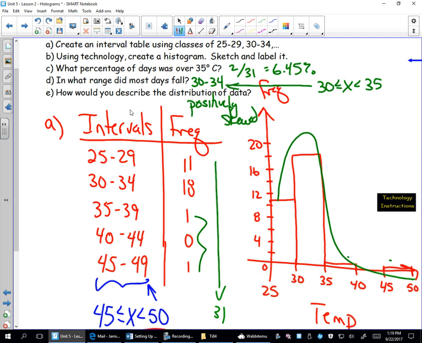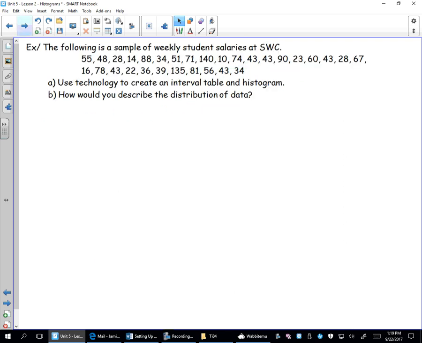Okay. Again, my thing for this is I want us to be able to analyze the math, not necessarily spend a lot of time having to go through a table and graphing it, which is why we want to use our technology. So I can give you one to try. And we're going to do the same thing. We're going to use technology to create an interval table and histogram. Okay. Don't have to draw it this time. We just want to be able to take it and use it. So where do we start?